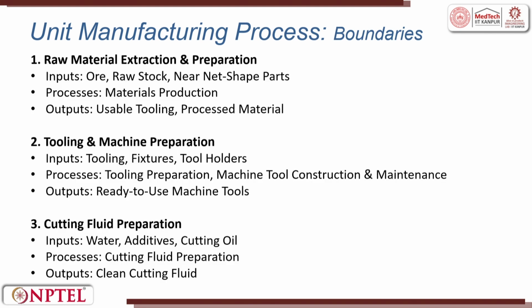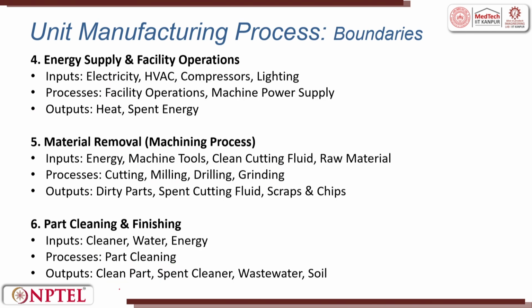Raw material extraction and preparation. Inputs could be ore, raw stock, near net shape parts. Processes could be materials production. Outputs are usable tooling, processed materials. Tooling and machine preparation. Inputs are tooling, fixtures, tool holders. Processes are tooling preparation, machine tool construction and maintenance. Outputs are ready-to-use machine tools. Cutting fluid preparation. Inputs are water, additives, cutting oil. Processes are cutting fluid preparation. Output here is clean cutting fluid.